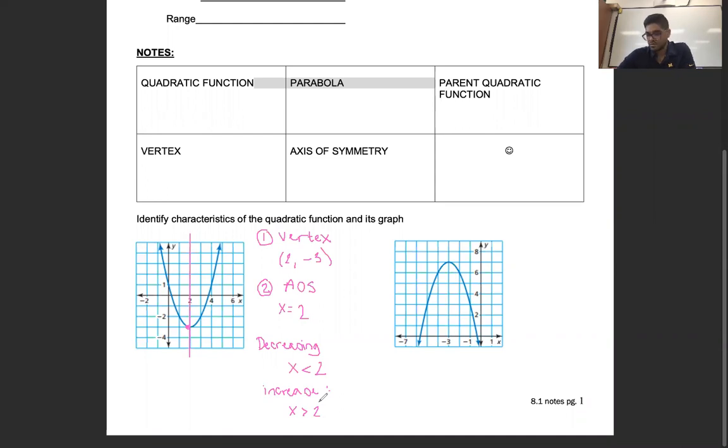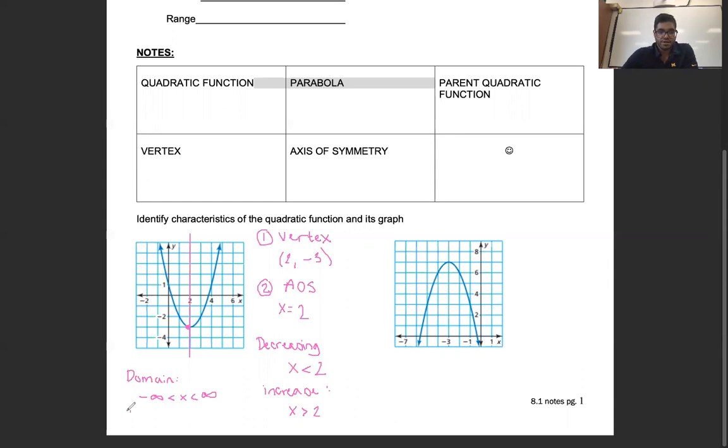So there are a couple of things we've done so far. We've done when it is decreasing, when it is increasing, what the vertex is, and what the axis of symmetry is. The domain is what I'm going to do over here. Again, think: is my graph moving from side to side forever and ever? It is. So you have negative infinity less than x less than positive infinity.